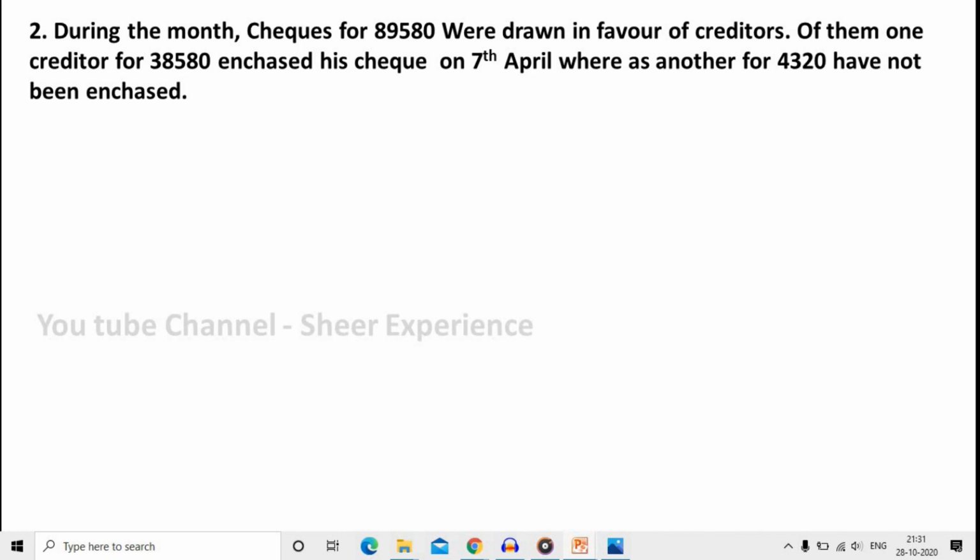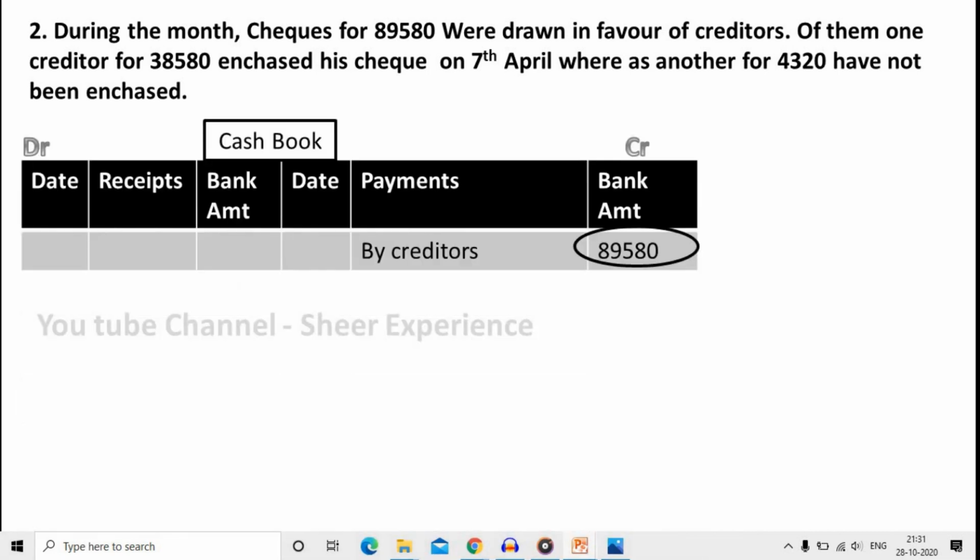The problem states drawn. It means issued. The difference is related to the payment side. So payments always decrease the closing balance of the cash book. When we issue a check to our creditor or supplier, we mention it on the credit side, that is under the payment side, as by creditor name. Here also I have mentioned by creditor and 89,580 on the credit side of the cash book. But the transaction states one of the creditors has not encashed. That means we have not presented for payment. It has been presented for payment on 7th April.